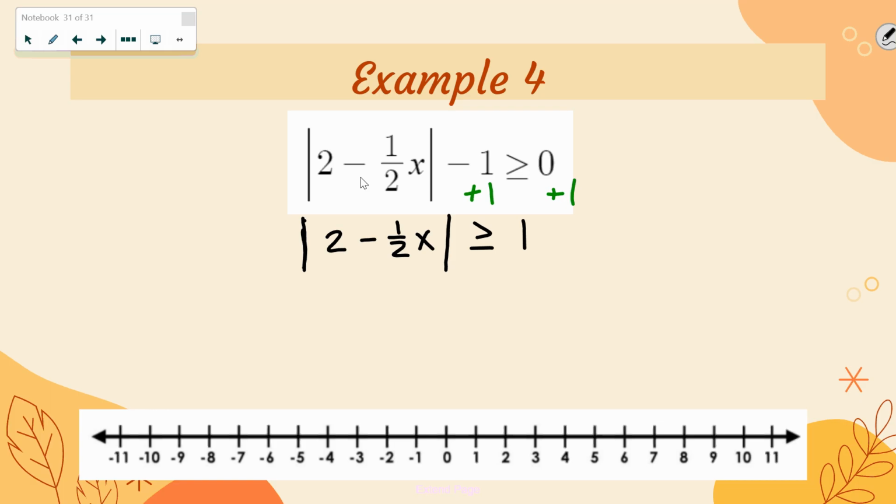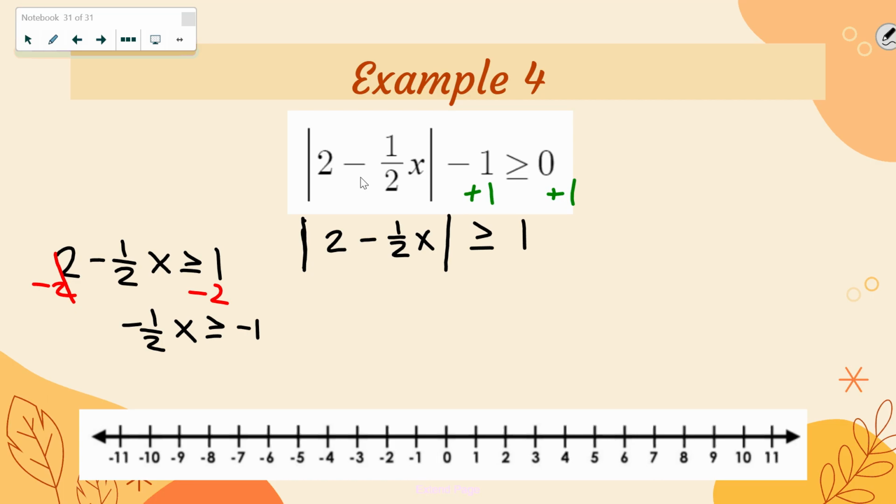So first up, just drop those absolute values. So I'll have 2 minus 1/2 x is greater than or equal to 1. And now let's finish solving this one together. So solving here, what are we thinking about next to help get x by itself? Subtract 2 on both sides. So we'll have negative 1/2 x is greater than or equal to negative 1.